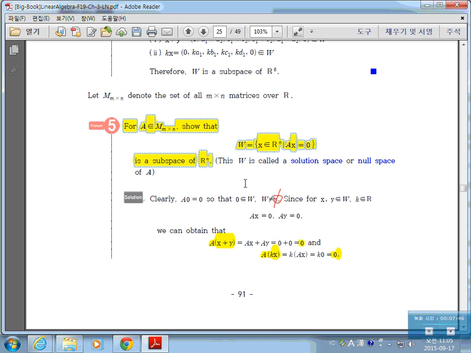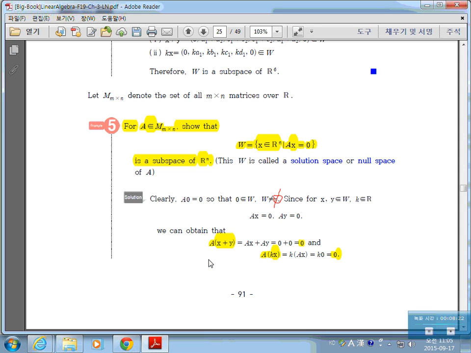Why? Because this W satisfies two conditions. It's closed under vector addition, and it's closed under scalar multiplication. We have to show that. Here is the way. To show that, choose two vectors X and Y from W and a scalar K from R. Then X and Y satisfy AX = 0 and AY = 0. What we have to show is that X plus Y satisfies this, and A times KX satisfies this. These two.